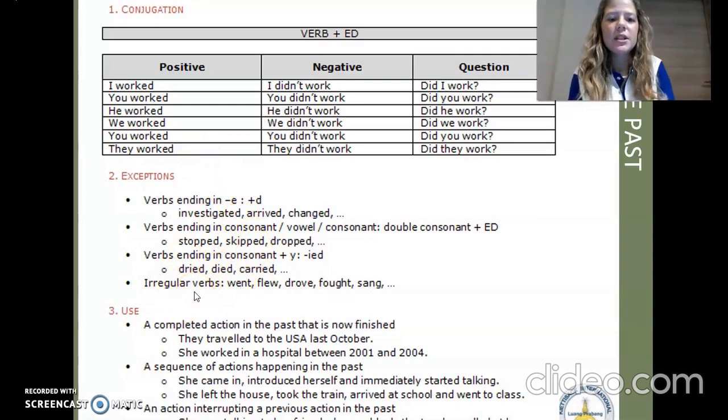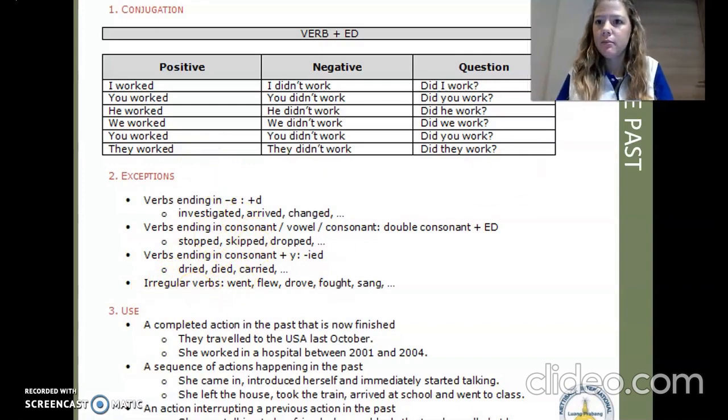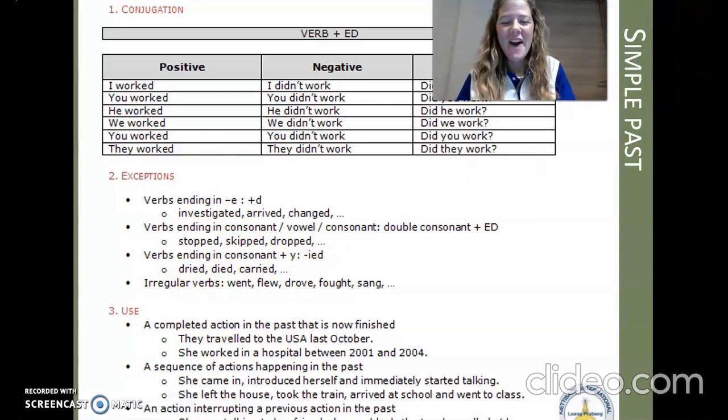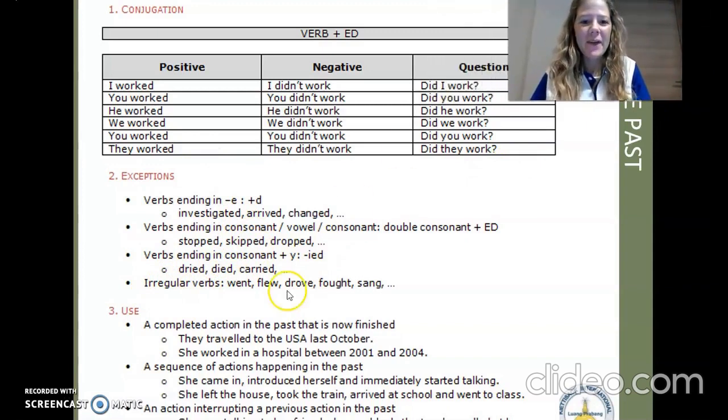So we use the simple past when we have a completed action in the past that is now finished. They traveled to the USA last October. Something happened, it's over now. She worked in a hospital between 2001 and 2004. So something in the past, and it's over. So it's a completed action. The difference with the present perfect is that it's not recent.